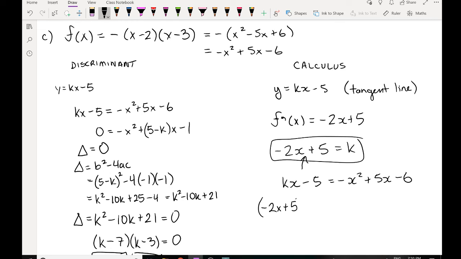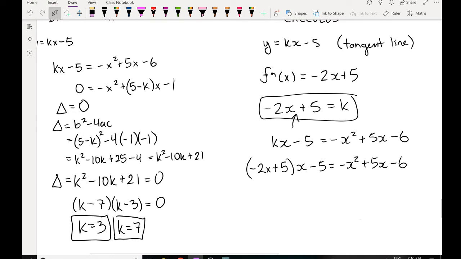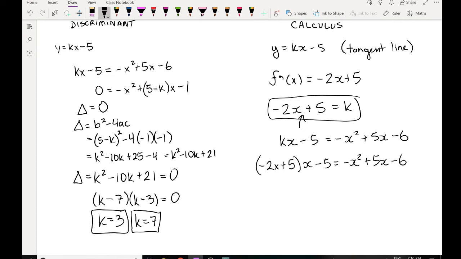Minus 2x plus 5 times x minus 5 is equal to minus x squared plus 5x minus 6. That will work. So rather than using the discriminant now, I can just expand this out and see where it gets me. So minus 2x squared plus 5x minus 5 is equal to minus x squared plus 5x minus 6. Algebraically, I think this will work out to be a bit simpler. I'm moving everything to the right.